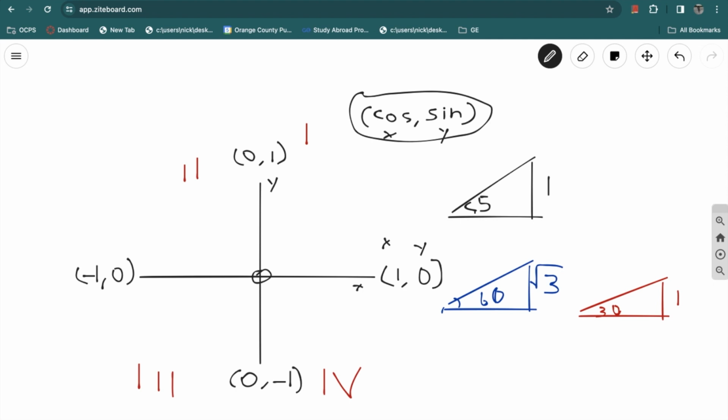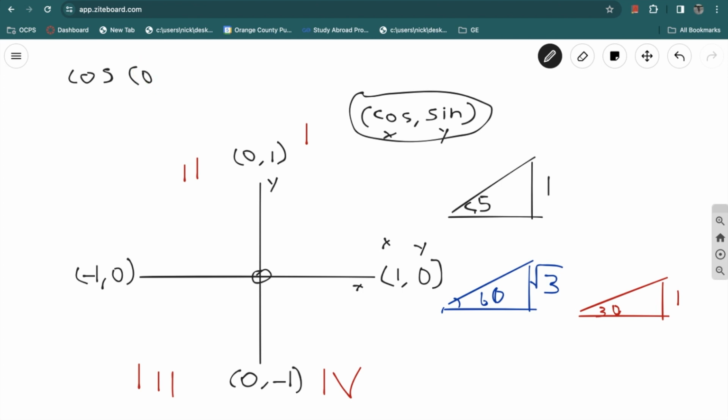Here, x is 0, so cosine is 0, y is 1, so sine is 1. The same thing, but here it has to be negative, and this one has to be negative cosine over here, and this has to be negative sine because it's a negative 1. So that's basically what you need to know for questions such as this.